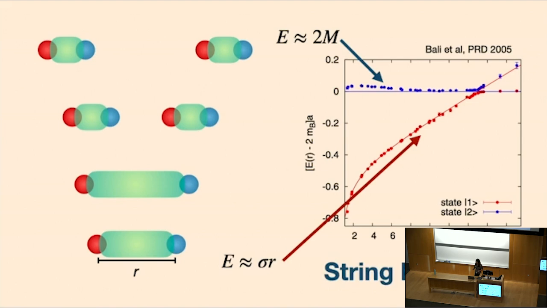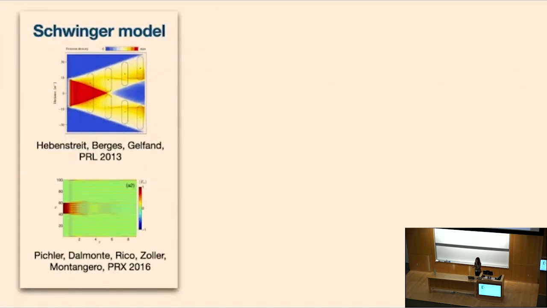So this phenomenon, the fact that this string breaks when you produce 2 more particles out of the vacuum, is known as string breaking. Now, we would like, of course, to have a quantum simulator for this. We don't have a quantum simulator for quantum chromodynamics.